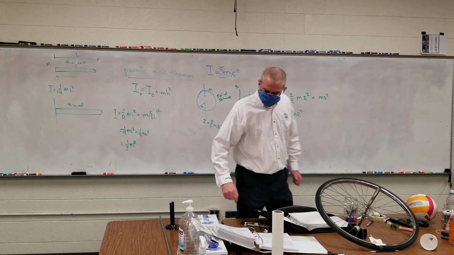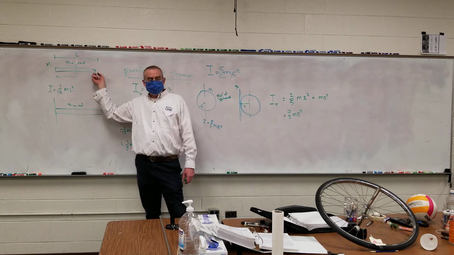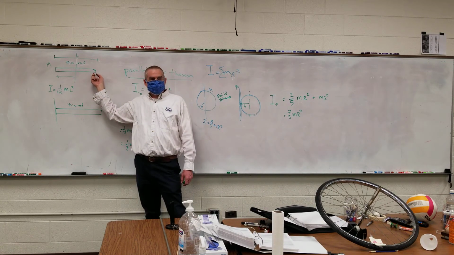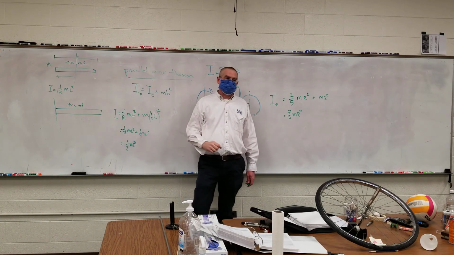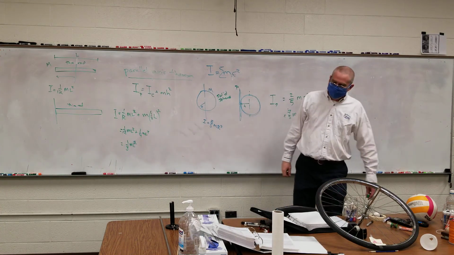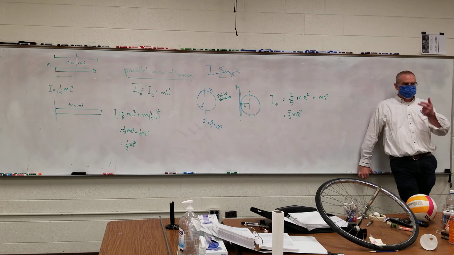And on page 330, they have this case, and they write ml squared over 12, and then right beside it to the right, they have this case, and they have ml squared over 3. Some textbooks will not give you the second one just because using the parallel axis theorem is easy enough to do it.